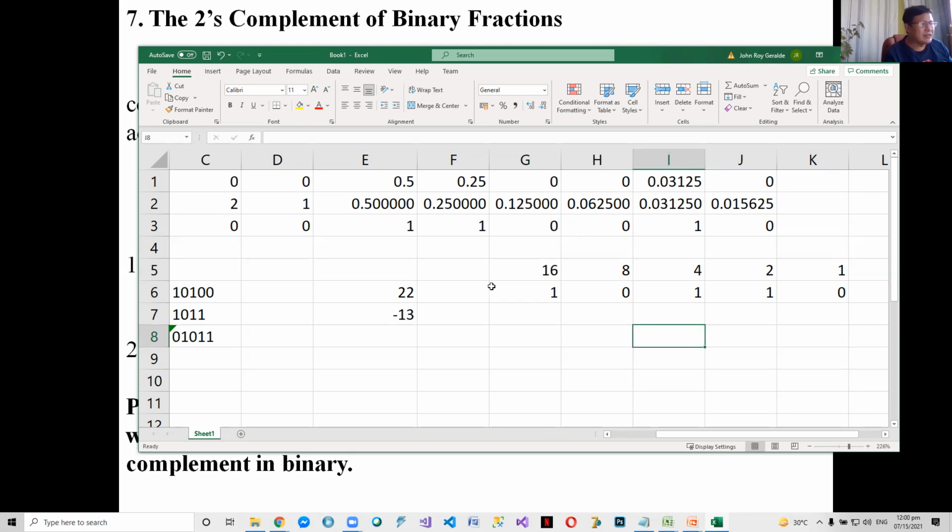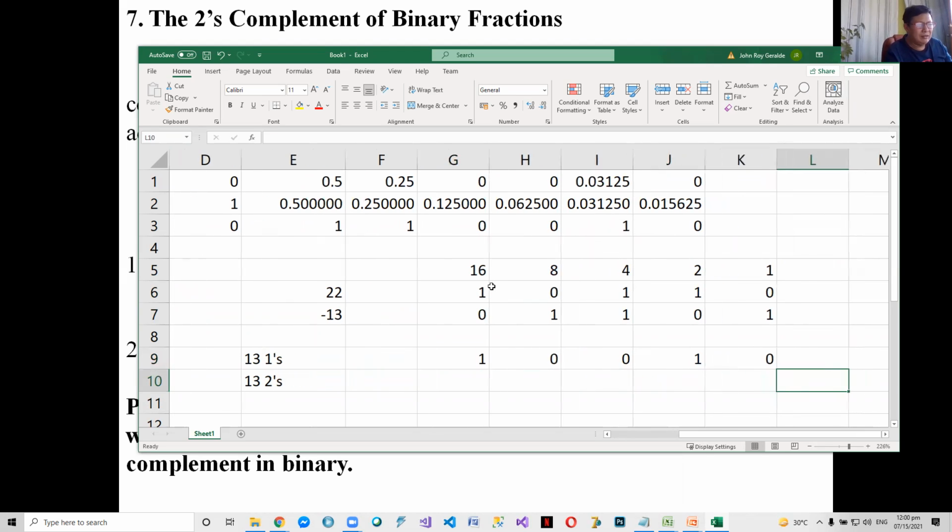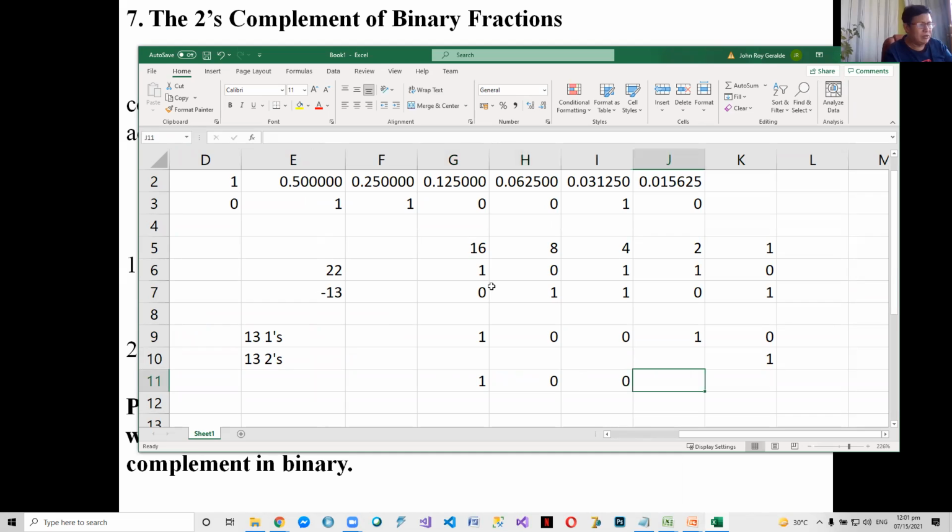Okay? What's a 13? This is a 0. This is a 1. This is a 1. This is a 0. This is a 1. Okay? 13. Right? Now, the 1's complement of 13 is 1, 0, 0, 1, 0. Ang 2's complement is, we add a 1 here. So this is a 1, 0, 0, 1, 1.